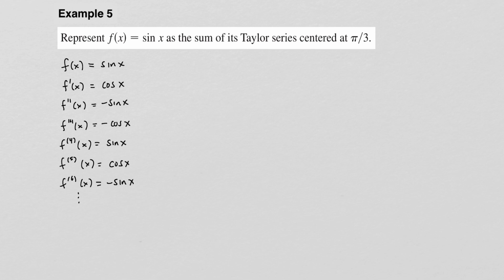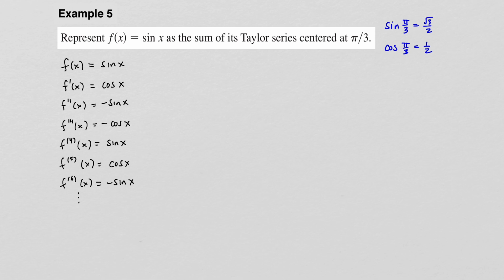Now, what we're going to do for this is we're going to plug the number pi over 3 into all of these derivatives. Now, this is not as nice as plugging in 0. And this is because sine and cosine of 0 is always either going to be 1, negative 1, or 0. But sine and cosine of pi over 3 are not 1 or 0. So let's remind ourselves that the sine of pi over 3 is equal to radical 3 over 2, and the cosine of pi over 3 is equal to 1/2.